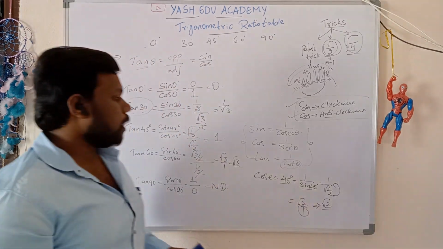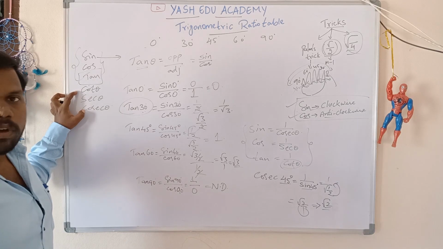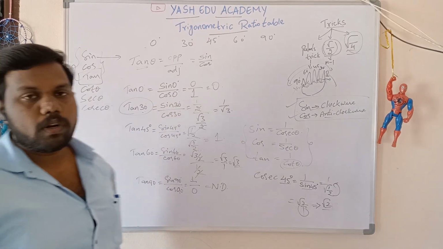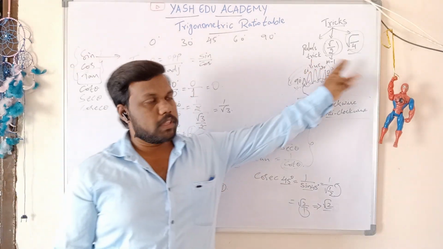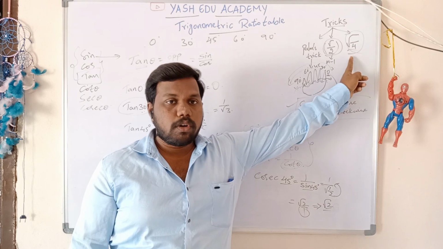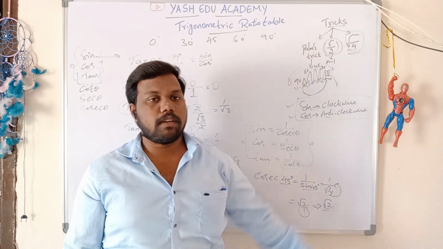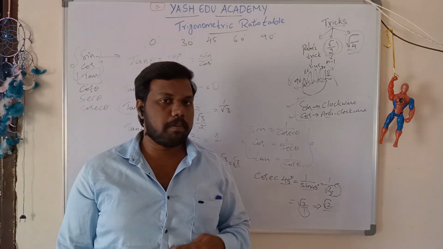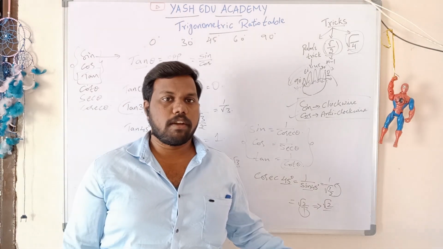In the same way we can find the values for the other three trigonometric ratios, and we can fill the whole table by using these three methods: palm trick, root of by 2 and whole root by 4. These are the three tricks we are using to complete the trigonometric ratios table fully without any confusion.